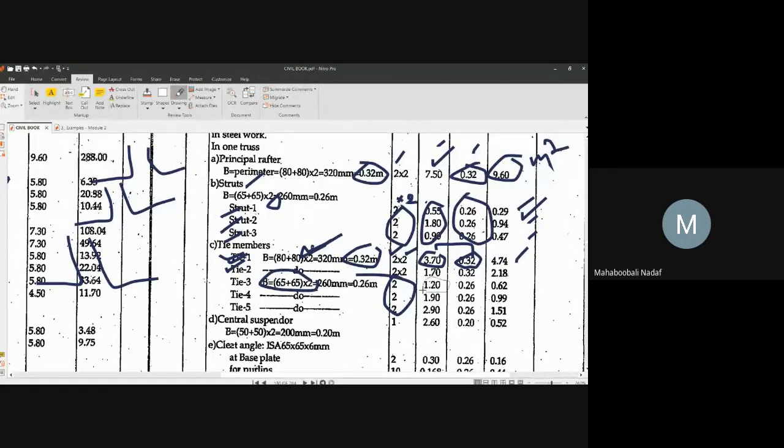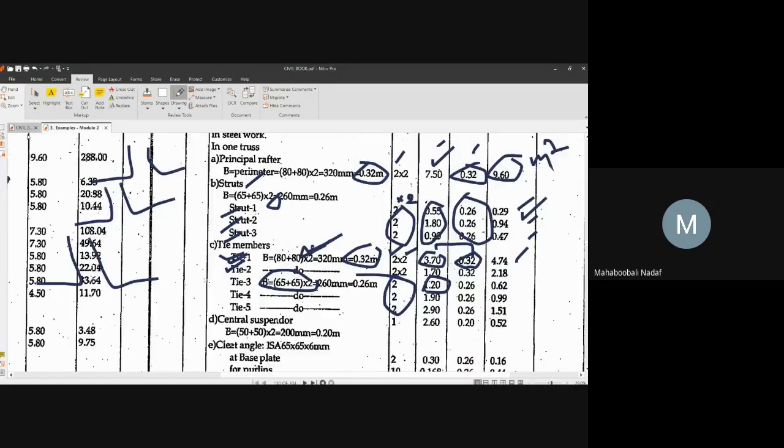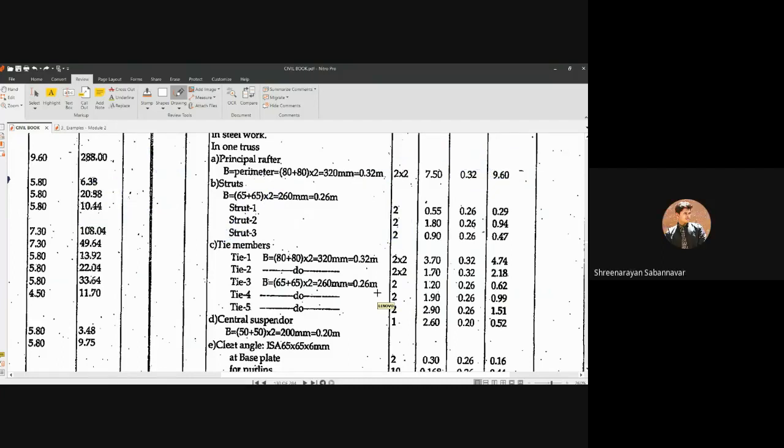Its length is given 1.2. Where is that 1.2? This is that 1.2. Where is that 1.9? This is your 1.9. Where is that type member 3? 2.9. Okay? So that 2.9, 1.9, 1.2. It is given. Is that okay for everyone? And this is its calculated type member's perimeter.